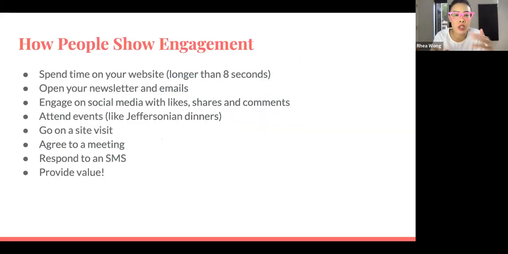So what does an action look like? It looks like spending time on your website. By the way, I said 8 seconds, it's actually more like 3 seconds. The average donor will spend 3 seconds on your website. So one thing I suggest: have someone who doesn't know anything about what you do look at your website and in 3 seconds tell you A, what you do, and B, what you want them to do on the website. It will be very informative for you.